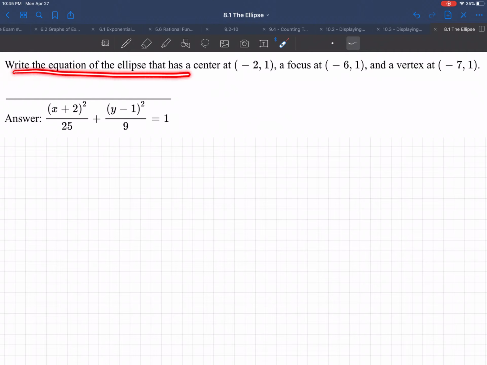Write the equation of the ellipse that has center negative 2, 1, a focus at negative 6, 1, and a vertex at negative 7, 1. Okay, so this is a good question. So let's begin by, we really need to graph the thing. So let me come down here and make an axis, a graph of this thing.